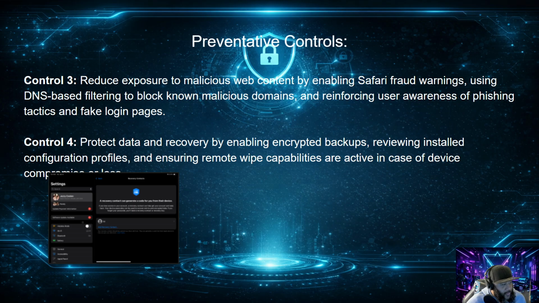Control 3, reduce exposure to malicious web content by enabling Safari fraud warnings. If they're using Safari, make sure that their Safari is secure. If they're using Chrome, make sure their Chrome browser is secure. And then protect data recovery by enabling encrypted backups, reviewing installed configuration profiles, and ensuring remote wipe is active in case the device is compromised.